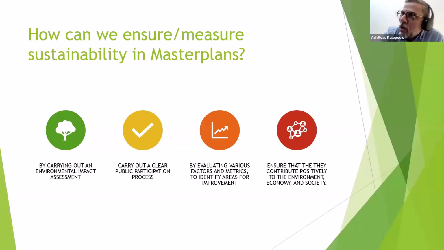So how can we ensure or measure sustainability in master plans? There are many methods and tools. One is by carrying out an environmental impact assessment. Here in Cyprus, and I'm sure this is true for most countries, at least in the EU, for a master plan to get planning approval, it must first go through an environmental impact assessment process, where a consultant carries out this assessment and identifies any environmental issues during the construction and operation of this master plan, so that certain conditions can be imposed, normally by the environmental authority.